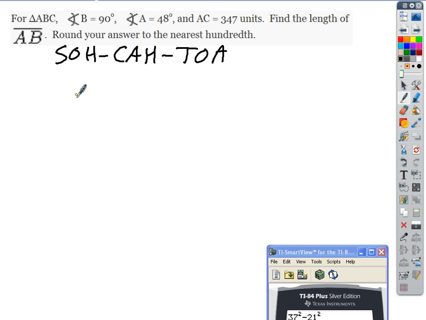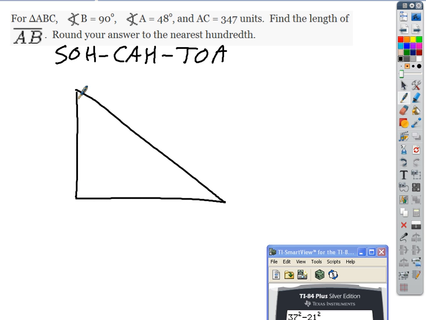So they tell us here that angle B is 90 degrees, so we'll call that vertex B. They tell us that angle A is 48, so let's go ahead and call that A. And then this must be C, right? And then they tell us a side length. AC is 347. Okay? What we're trying to find is AB. So this side length.